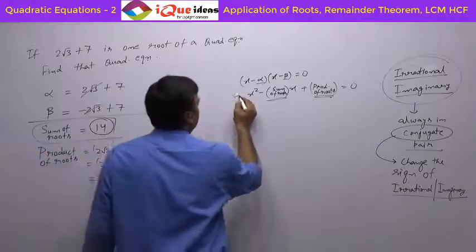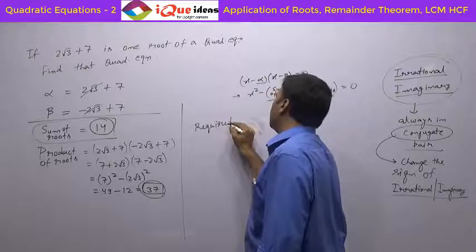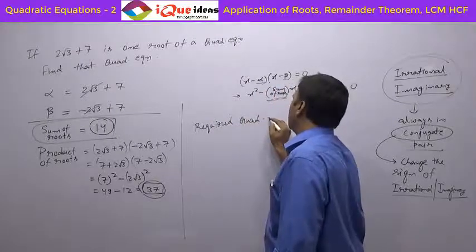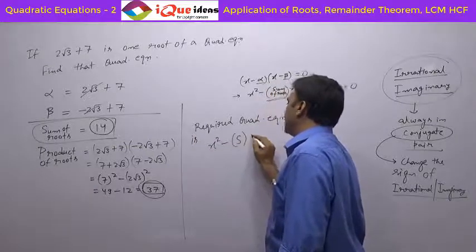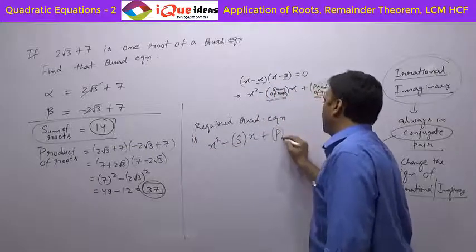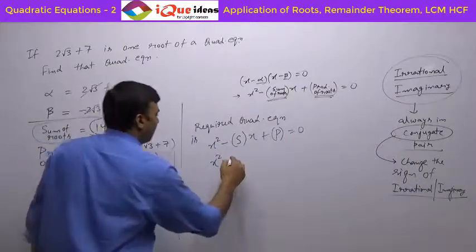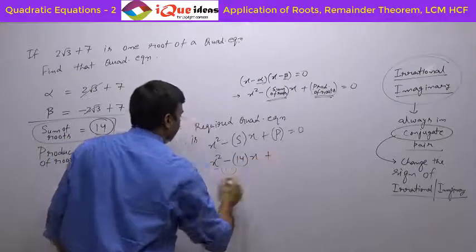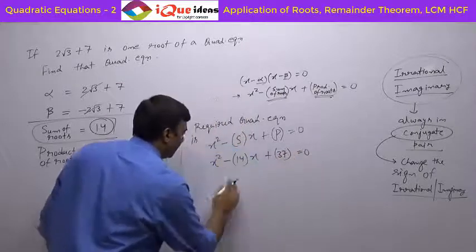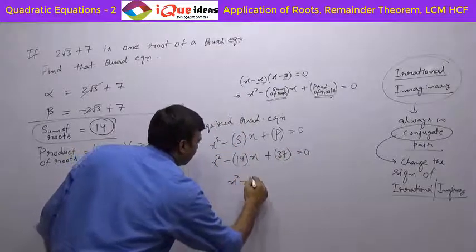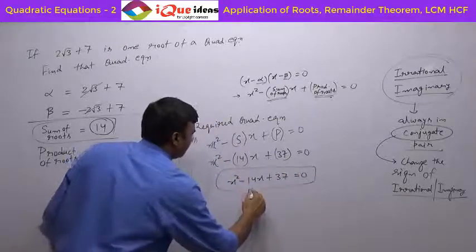So from the second method, we can directly find that the required quadratic equation is x square minus the sum of roots into x plus the product of roots equal to 0. Here we can say it is x square minus, in place of sum of roots we can place 14 into x plus, in place of product of roots we can place 37, right, equal to 0. So the final answer is x square minus 14x plus 37 equal to 0, right? This is the answer of this question.